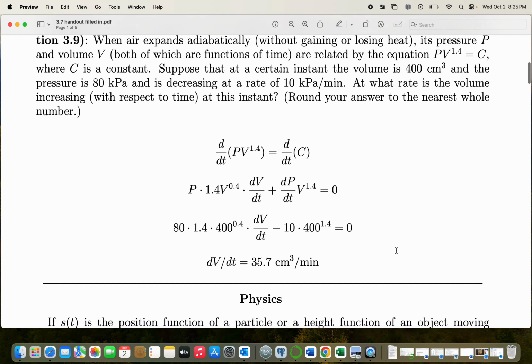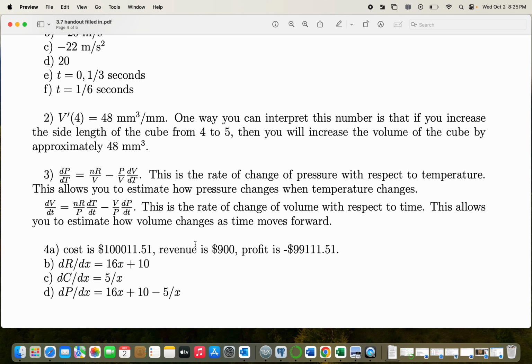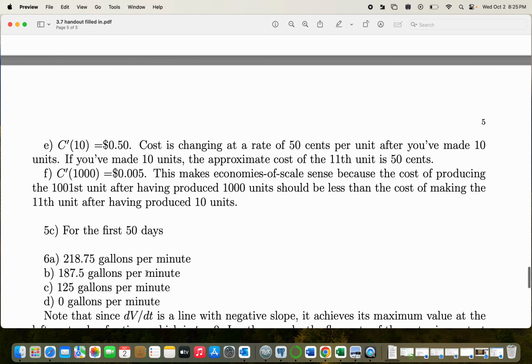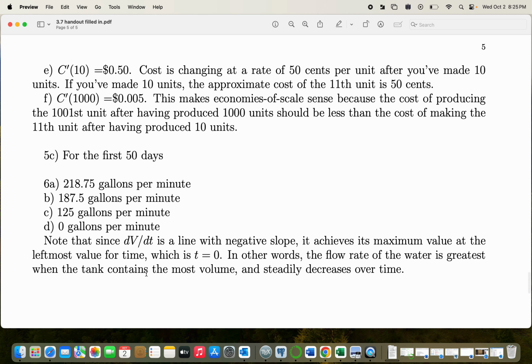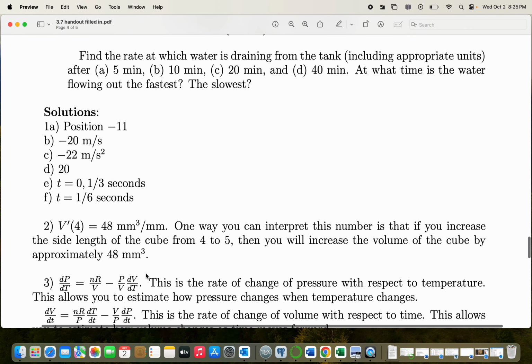So if you want to, you can do the rest of the exercises. There's just solutions here without work filled in, but you can try 3 and 4, and I guess 5 and 6 also have just solutions. So you can see what you think about those, and if you have questions, you can ask on Monday. But that's section 3.7.